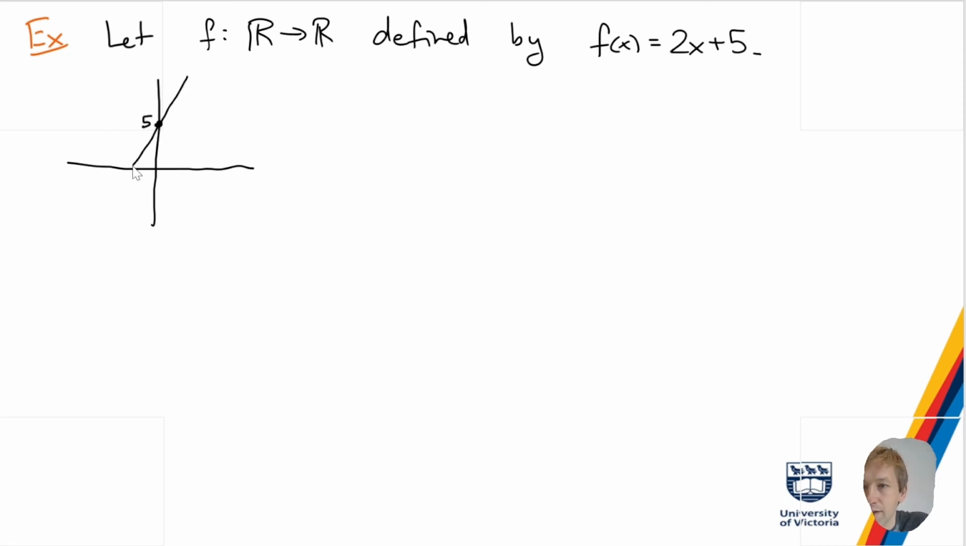So it's kind of a somewhat steep line. Okay. So I claim that f is injective. So I want to say that any two different real numbers have different images under f. Or in other words, if two numbers have the same image under f, then they must be the same number.